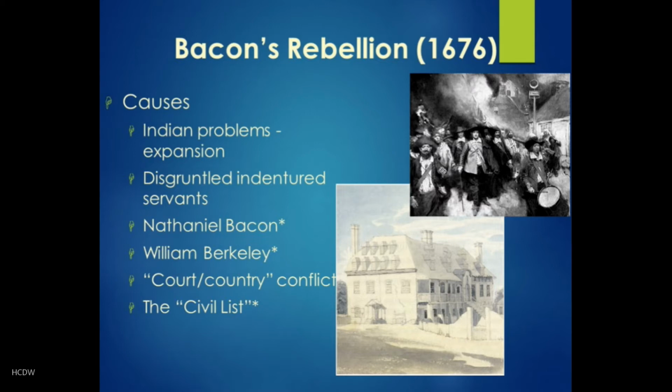There is also this internal conflict between newer arrivals and those who had been in the colonies for some time. Many of the recent arrivals were indentured servants. And we're going to be talking about indentured servants more in the next chapter. But recall that they were folks who had essentially sold themselves for a time in order to pay for their passage to arrive in the Americas.